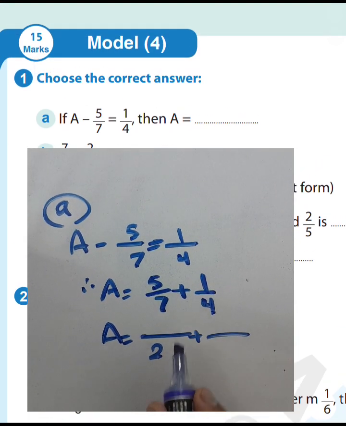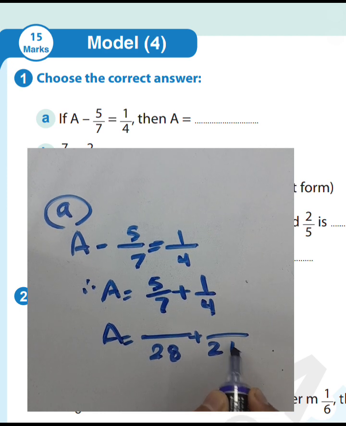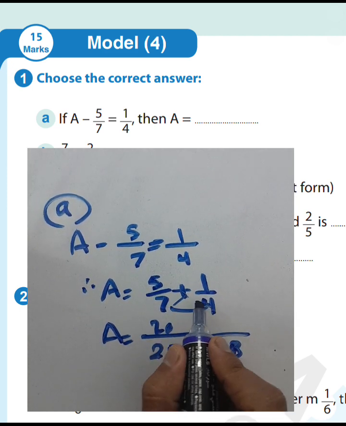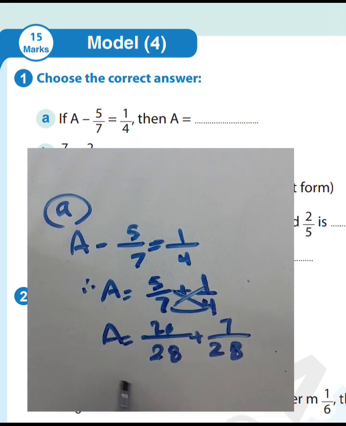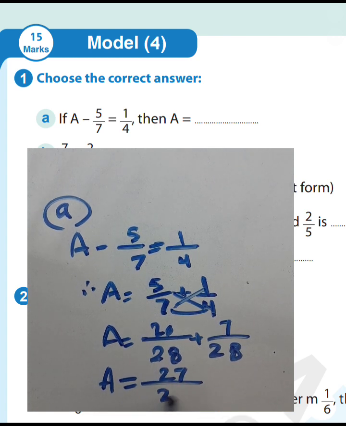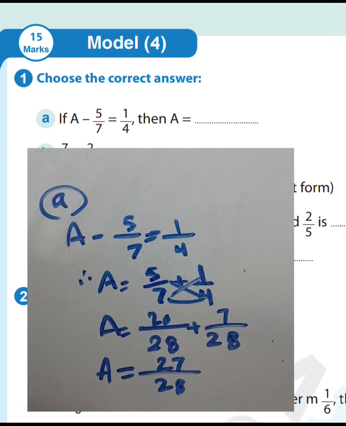Okay, 4 times 7 equals 28. 4 times 5 equals 20. 7 times 1 equals 7. Then 20 plus 7 will be 27. The result will be 27 over 28.